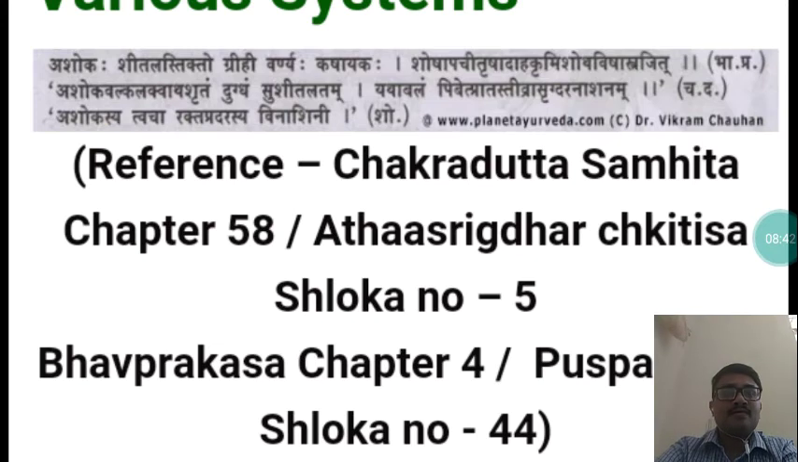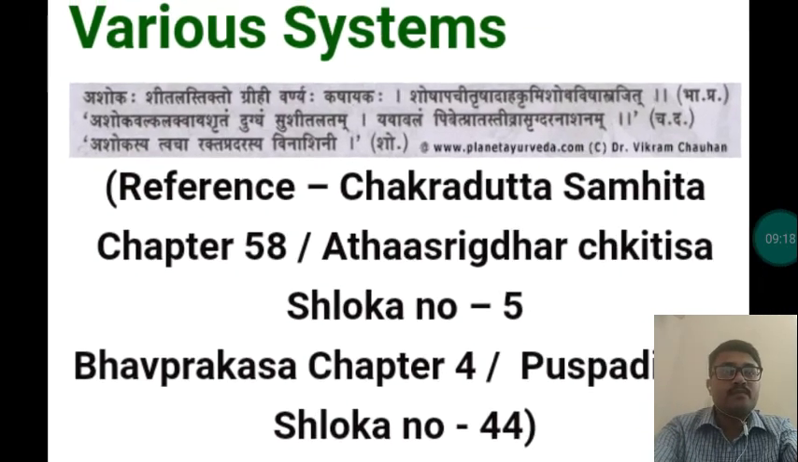Ashoka balkala kwatha sritam dugdham sushitalam, yathabalam pibet pratah tivra asrigdara nashanam. This is as per Chakradatta, chapter 58, Atha Asrigdara Chikitsa, sloka number 5. Ashokasya tvacha rakta pradarasya vinashini. This is as per Shodhala Nighantu.